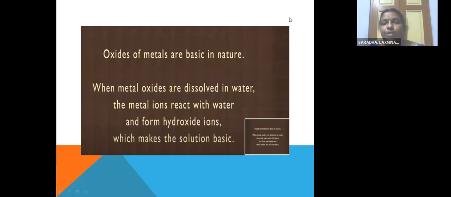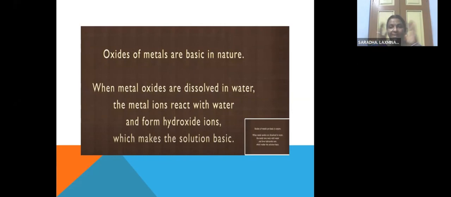So this is oxides of metals. From this, the conclusion is that oxides of metals are basic in nature. When they are dissolved in water, the metal ions react with water and form hydroxide, which makes the solution basic. So this is the conclusion.